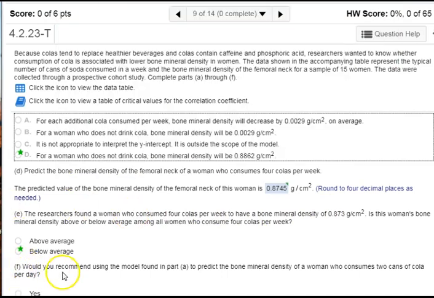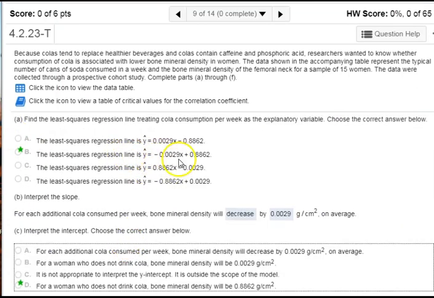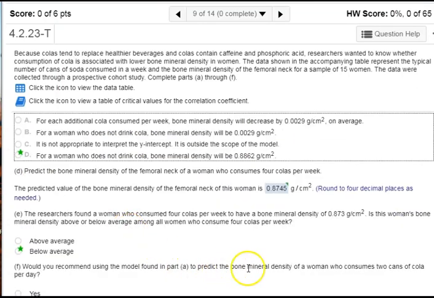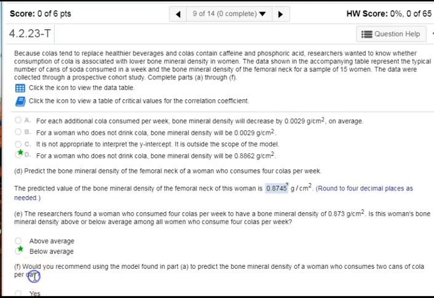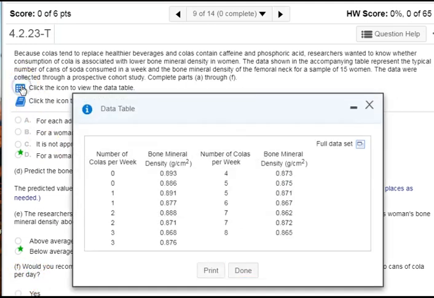For part F, would you recommend using the model that we found, this least squares regression line, to predict the bone mineral density for someone who consumes 2 cans of cola per day? So notice here it's asking per day. So that would be 14 a week. Now we don't have any data for anybody drinking more than 8 a week. So 14 a week is outside the scope of our data.